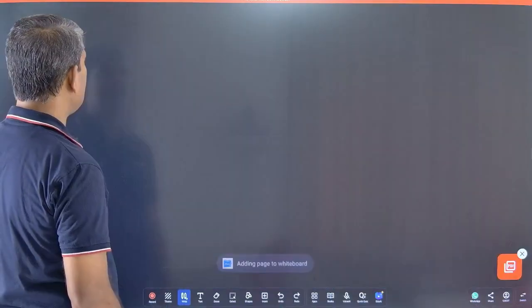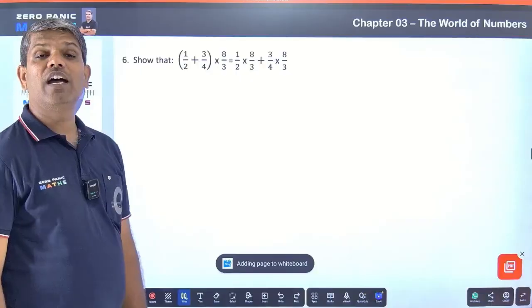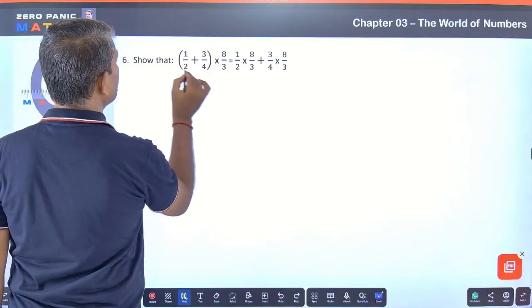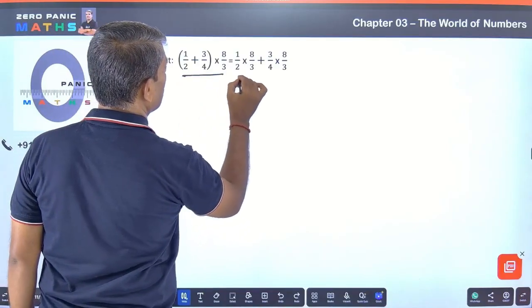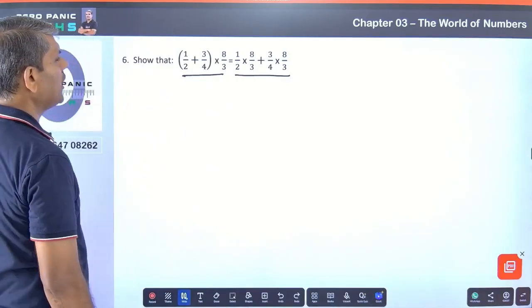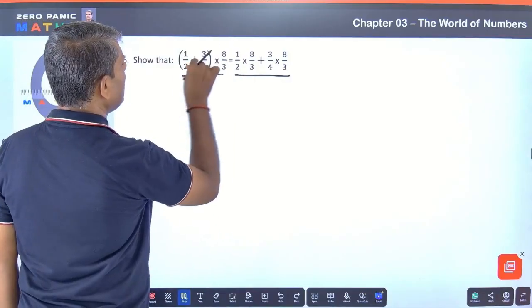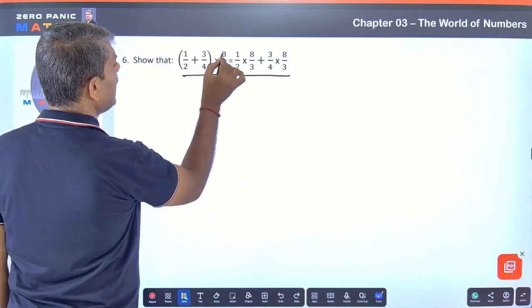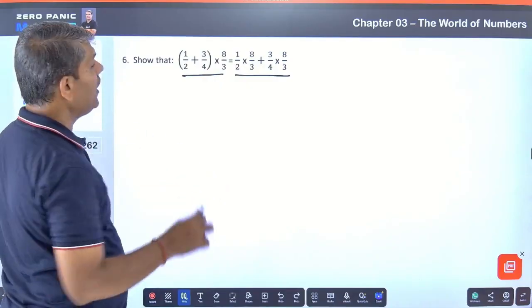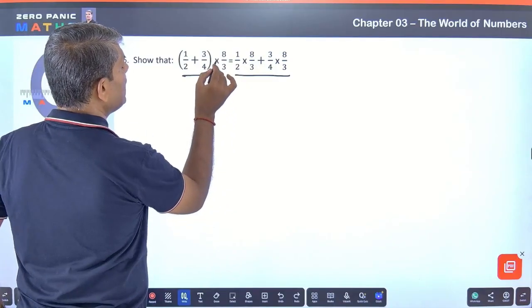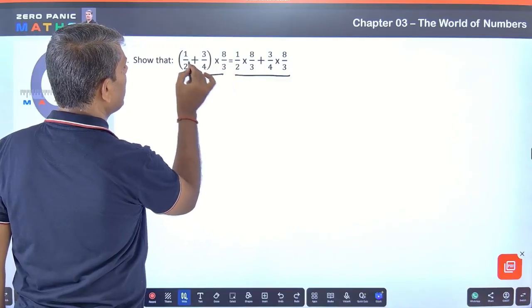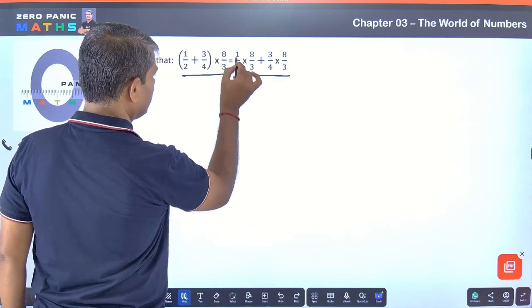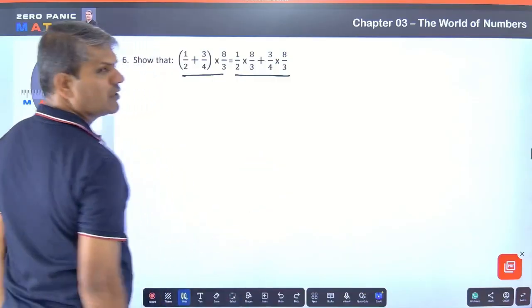Then we will see an example of the distributive law. Okay, you see that they are saying show that this left side equal to this value. If you clearly observe that 8 by 3 multiplied by 1 by 2, 3 by 4, there are three options here. 8 by 3, listen to me carefully, there are three operands or values: 8 by 3, 1 fraction, 1 by 2, 3 by 4. Here also you see 8 by 3, 8 by 3, 1 by 2, 3 by 4.